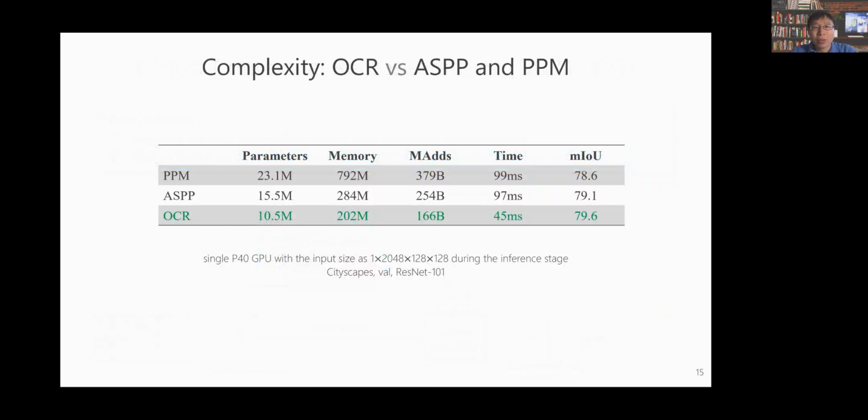So now let me introduce some results. Here we compare our method OCR with ASPP used in DeepLab v3 and PPM used in PSPNet. We compare the three methods in terms of parameters, memory cost, theoretic complexity, runtime cost, and the segmentation quality. We can see that our method actually is better than ASPP and PPM in terms of all the 5 metrics.